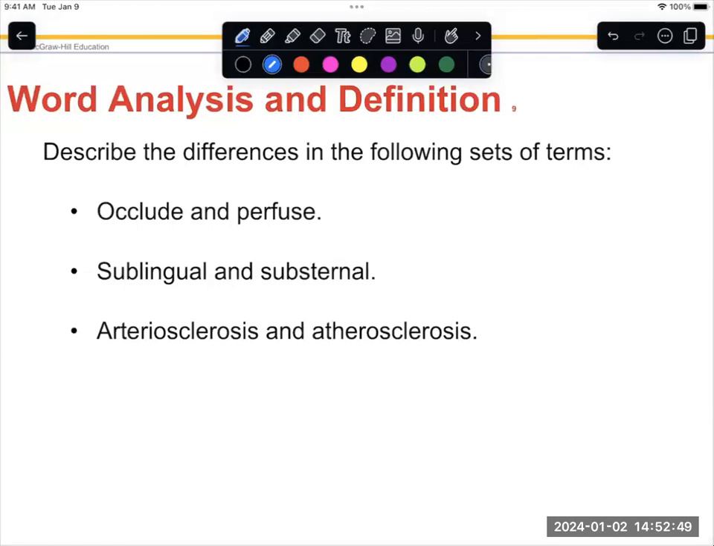Arteriosclerosis means hardening of the arteries with a loss of elasticity, while atherosclerosis means a plaque buildup in the arteries and is the most common form of arteriosclerosis.